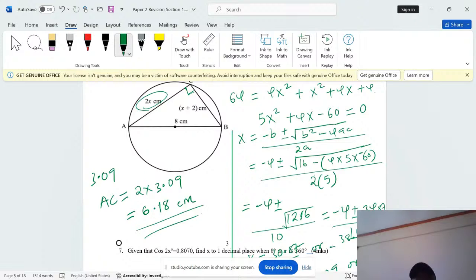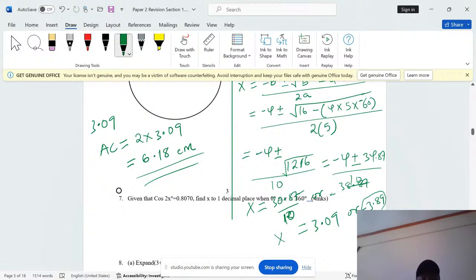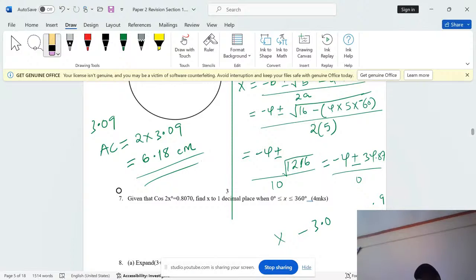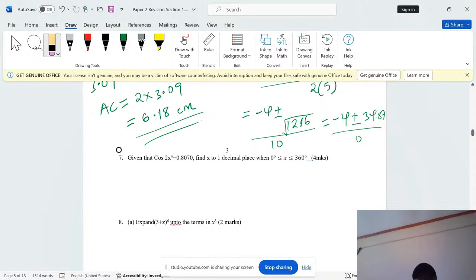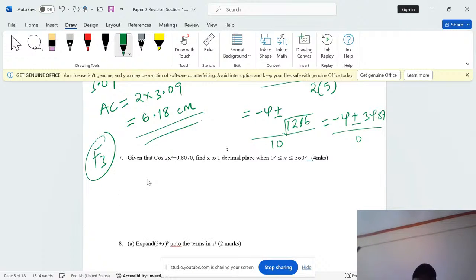There is a number 7. Number 7 is on trigonometry. And we're going to solve the equation. This is trigonometry 2, a form 3 topic. Trigonometry 2 is form 3. So let us look at the question, then we see the possible solution to this question.